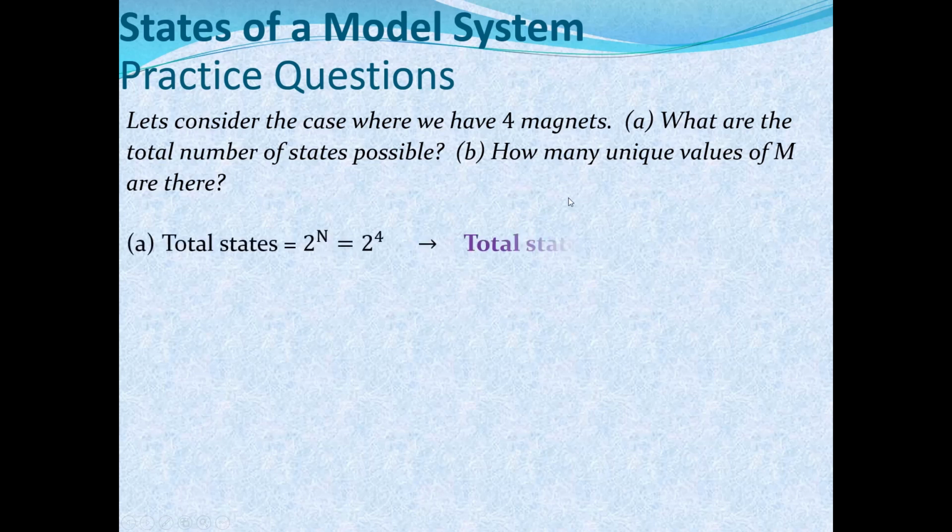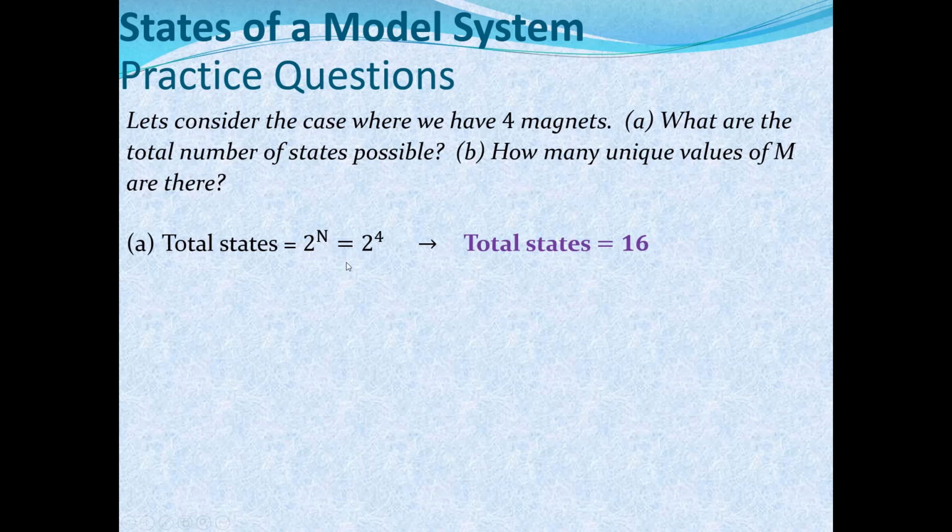All right. So the first one is fairly easy. I mean, we have an equation for that. There's 2 possible states for each magnet. So it's just 2 to the n, with n being the 4 magnets, we get the total number of states is 16. All right. Now we go to part B. So how many unique values of big M are there?